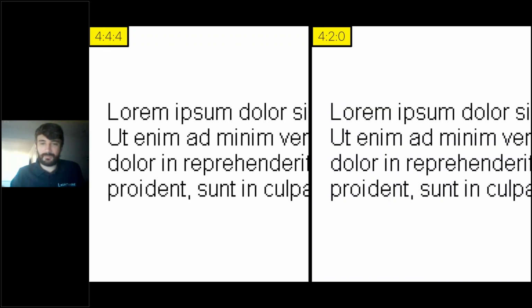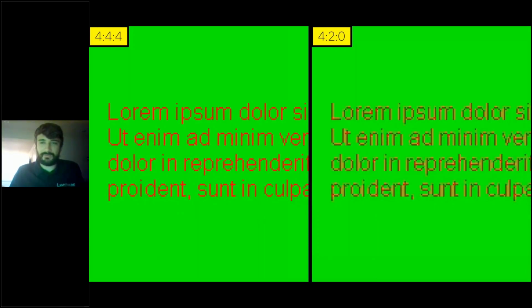However, if we add some color in here, I can show you the worst case example. Now with these two highly contrasting colors, you can probably see the difference now. So the text in the right-hand image is blurred. You can see it's kind of bleeding out into the green. However, this is, as I said, the worst case scenario. This is not something that you'd normally look at, hopefully.